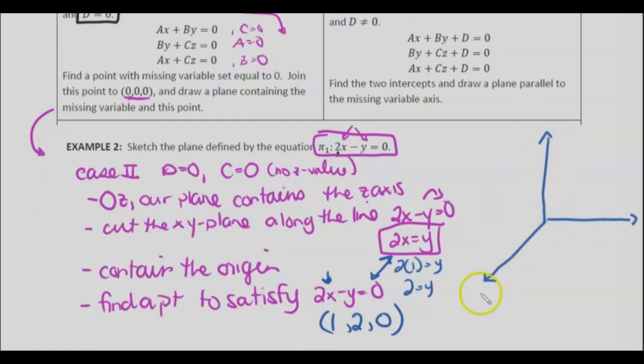Okay, so let's draw our positive x, y, and z axes. And we're going to plot the point 1, 2, 0 first. So 1 is going to be in the x direction, 2 is going to be in the y direction. And then we know z, we're going to actually contain the z-axis. So this entire axis we're going to contain. So this right here would be our point.